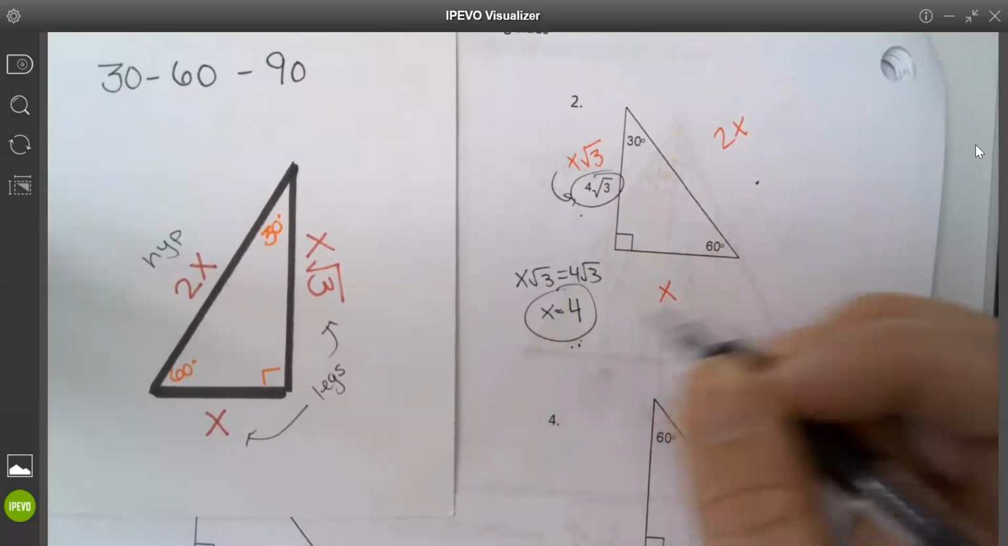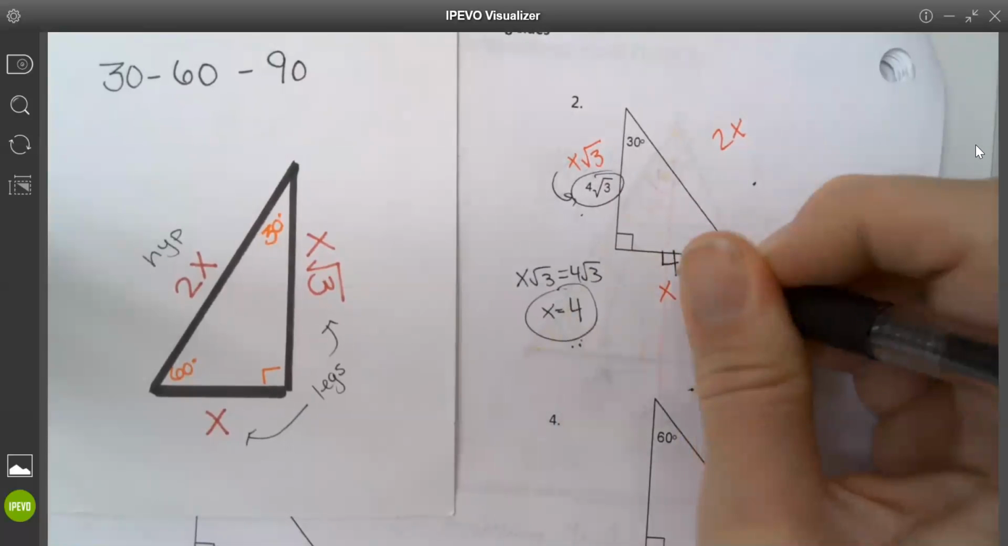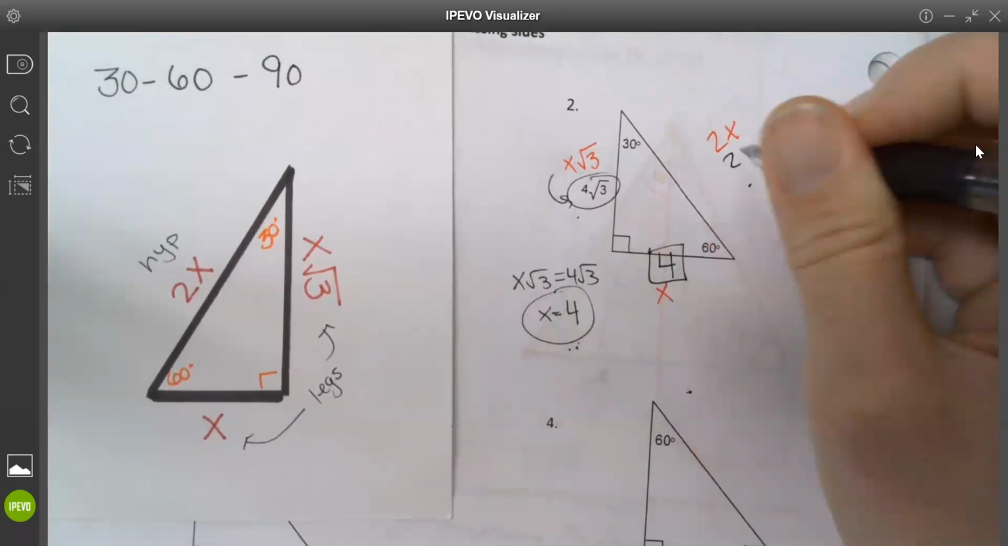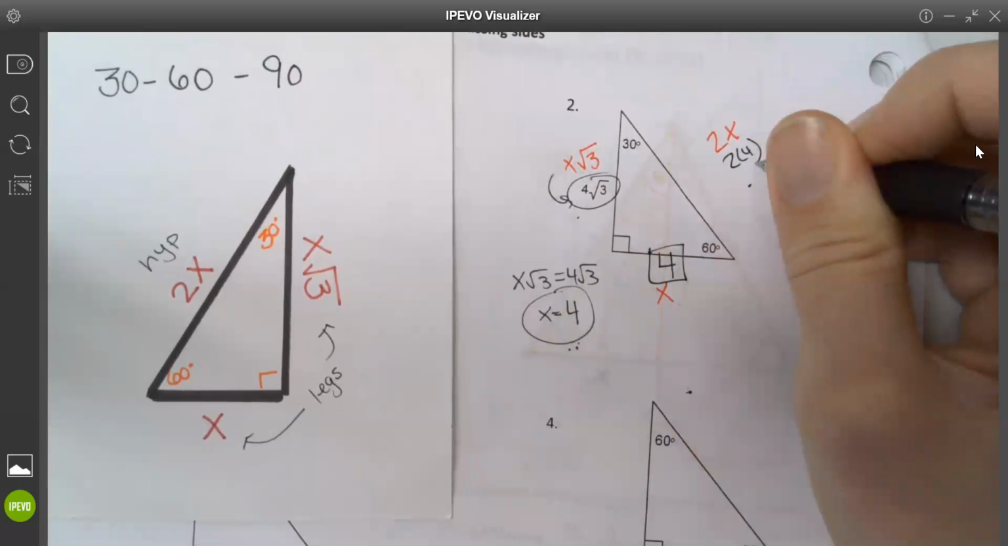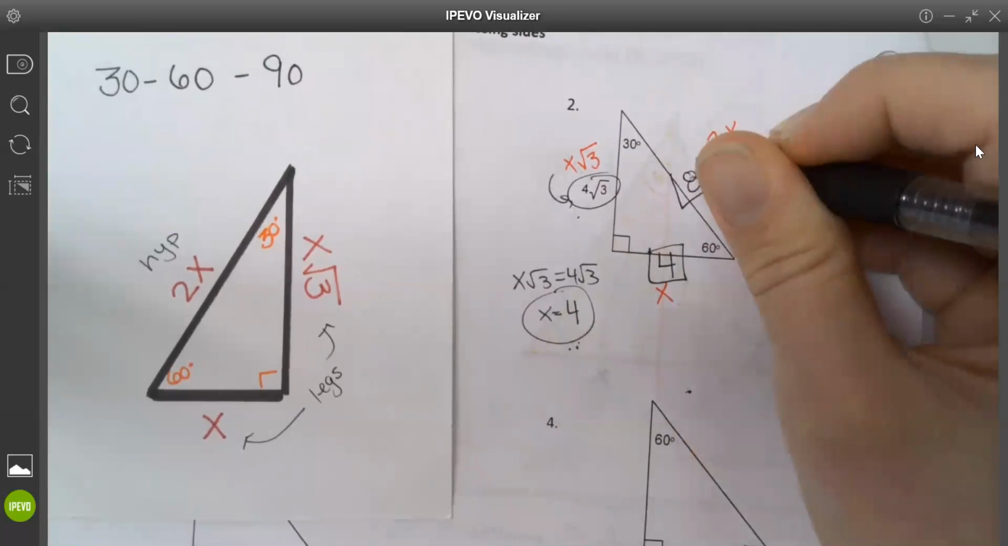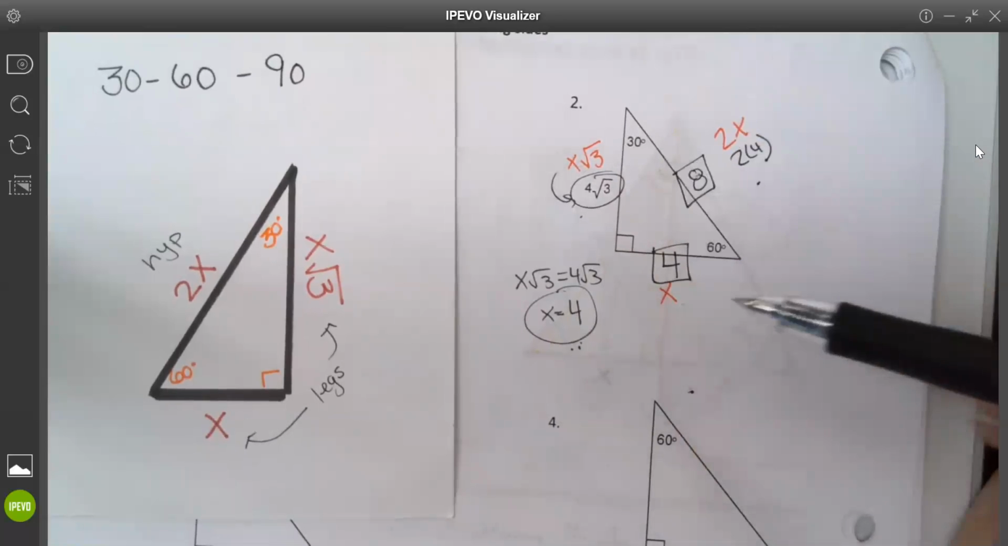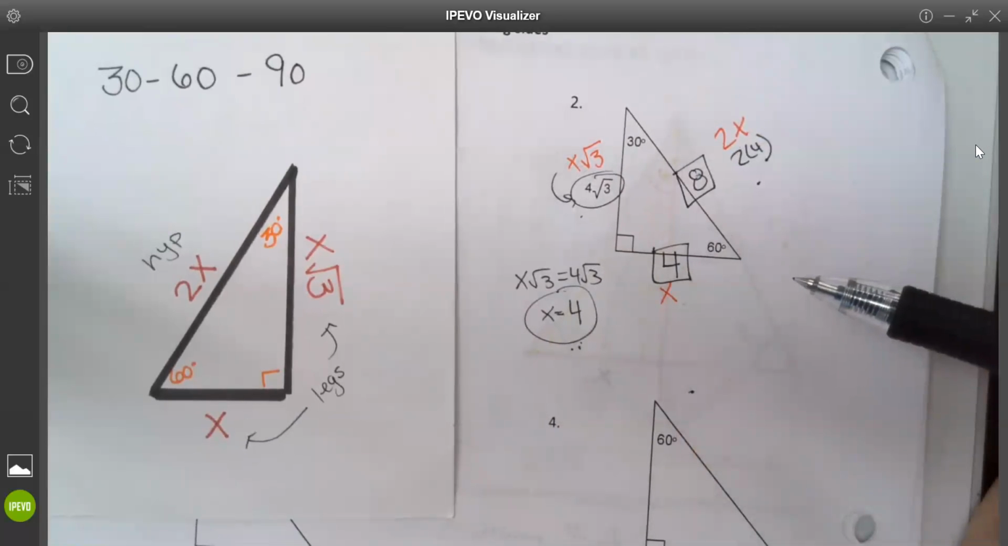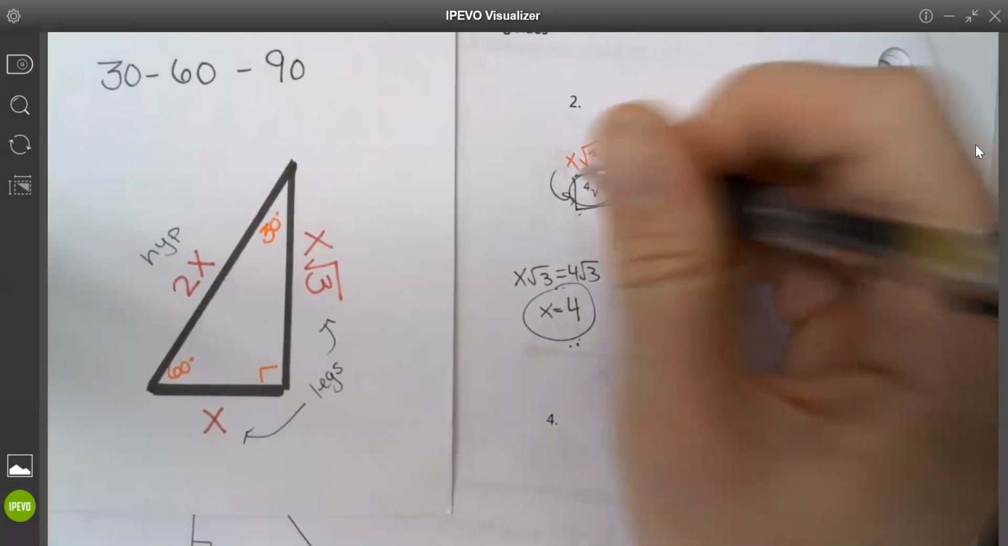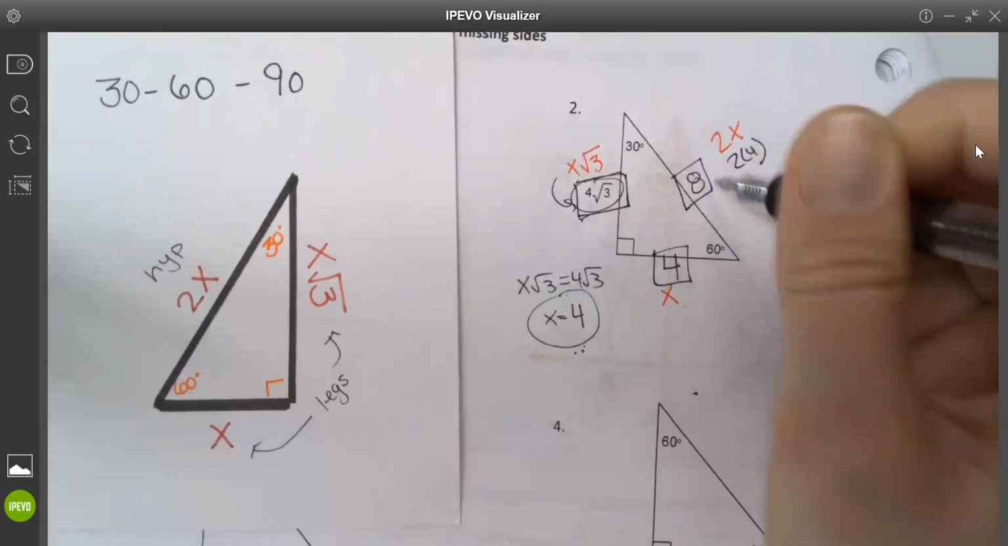So now I'm just going to plug that in. If x is 4, this side is just x. This is 4. This side is 2 times x, or 8. Once I know x, I'm just plugging it in to the other sides. I already know this side. I just have to solve for the 2 missing.